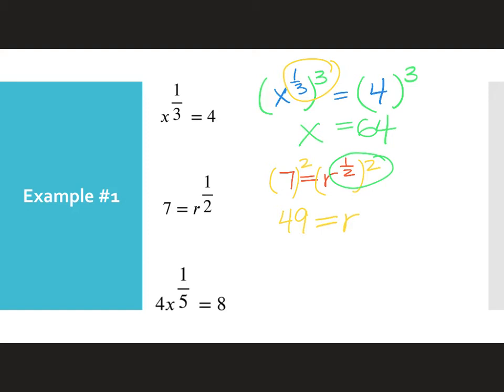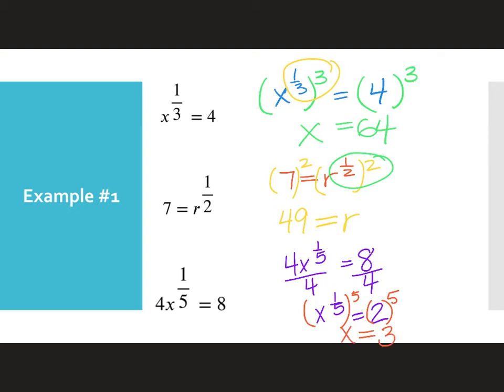And then lastly, a problem like this is going to be completed the exact same way that you would do any other equation when you're trying to get x by itself. The first thing you're going to do is divide both sides by 4. So x to the 1/5 would be equal to 2. Now we have to get rid of that fraction, so I'm going to take both sides to the 5th power. x to the 1/5 to the 5th is power to a power, so you multiply. You end up with x, and 2 to the 5th is 32. And that's it.